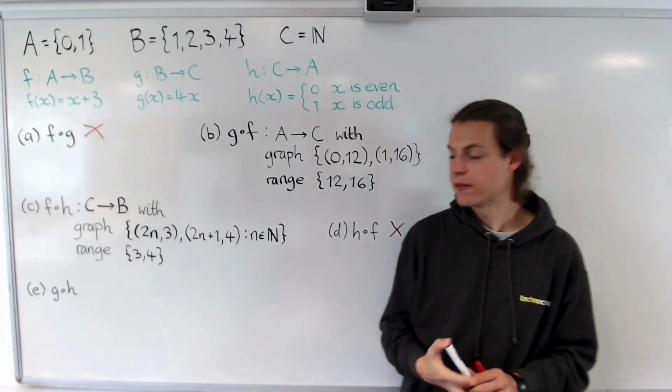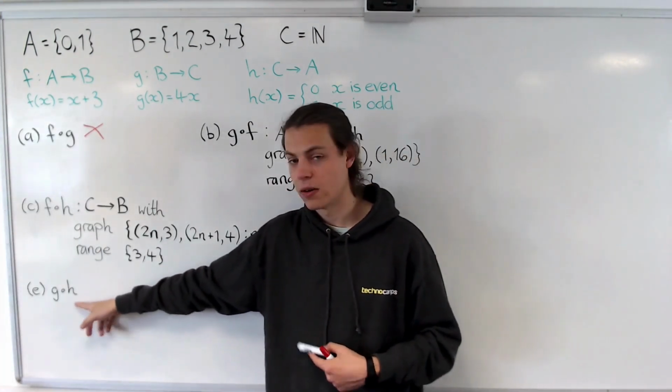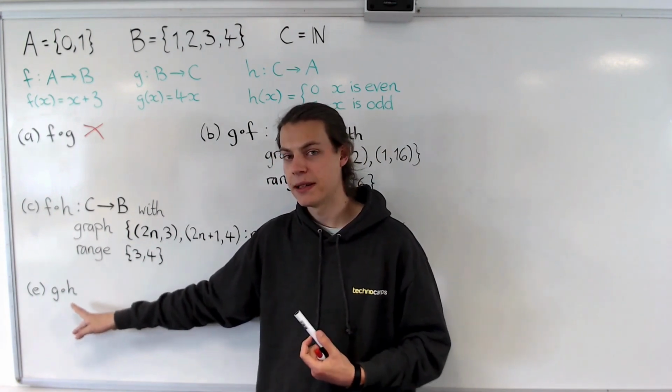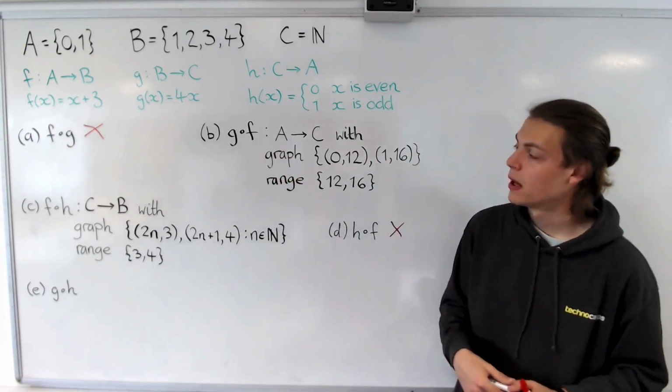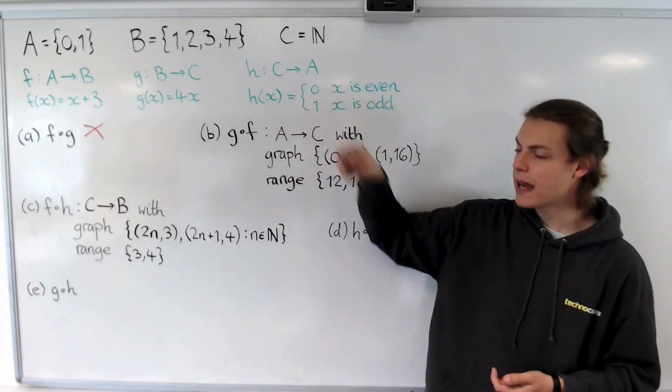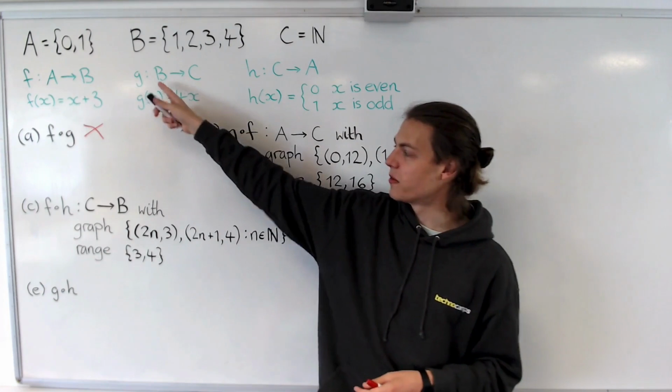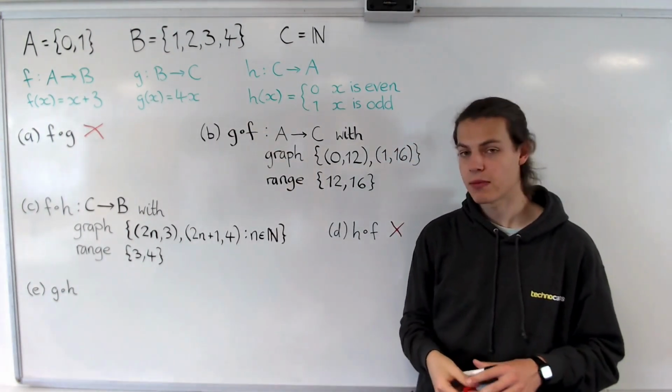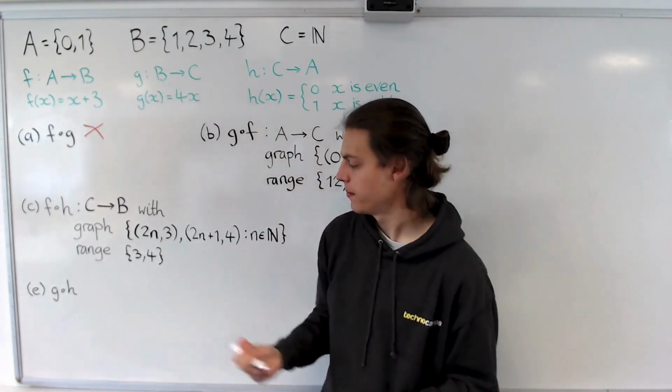So for this to be defined, we need the codomain of h to match the domain of g. Looking at the functions, the codomain of h is a, and the domain of g is b. They don't match, so it's not defined.